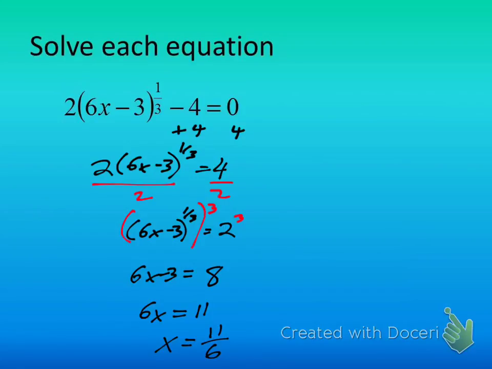Gosh, no. Now you have to check that. Easy, because you multiply by 6, the very first thing. 66 over 6 is just 11. So that's 11 minus 3, which is 8. PEMDAS. Plug in 11/6. 11/6 times 6 is 11. 11 minus 3 is 8. What's 8 to the 1/3 power? 2. Then 4 minus 4 is 0. So does 11/6 work? Yes.